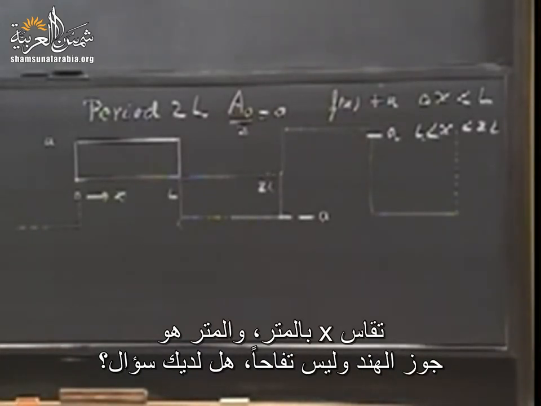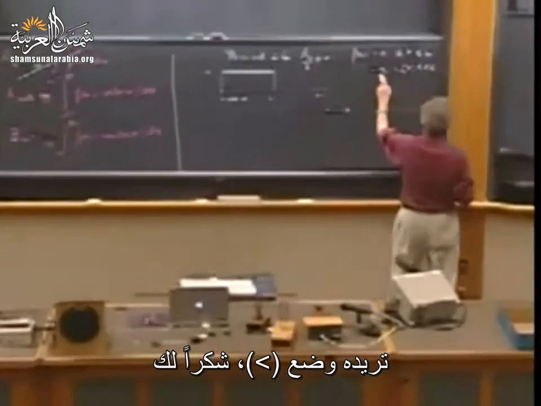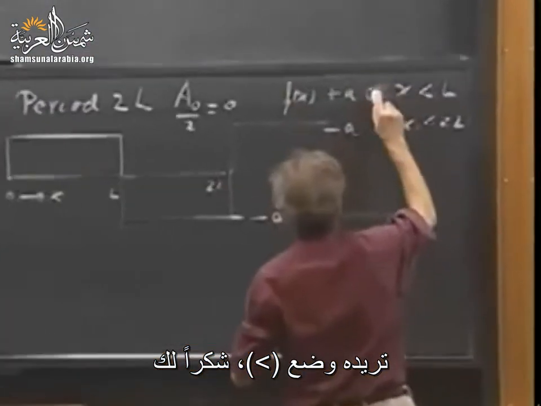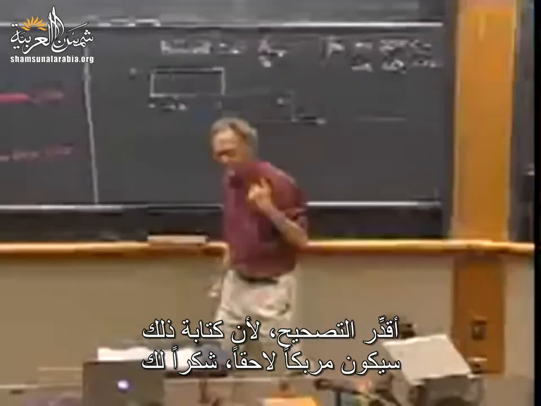You have a question? Between 2L and L, it is minus A. Between 0, is that what you want? Thank you very much. I appreciate corrections because it's awkward to do it later. Thank you.